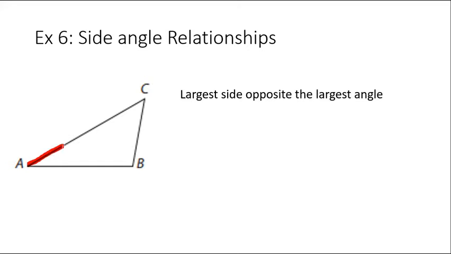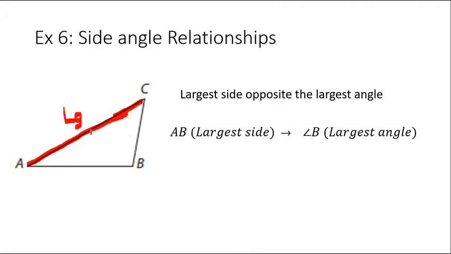here's side AC. That's my large side. So AB is the largest side. And it says opposite the largest angle. Opposite means across from it. So that means that this angle right here is the largest angle. Okay, so let's go on to the next side.